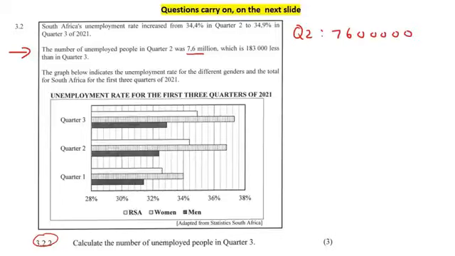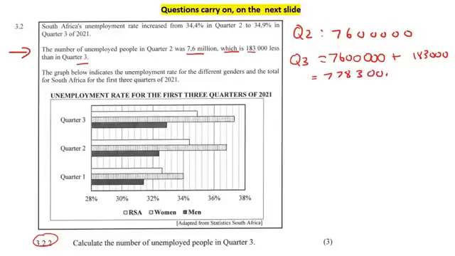Now they're saying that that is less than in quarter 3. So which one was more, quarter 2 or quarter 3? You might want to pause, just think about that. Quarter 3 is going to be even more. So quarter 3 is going to be 7,600,000, which is 7.6 million, and then you're going to add 183,000 to that. And that's going to give you 7,783,000.